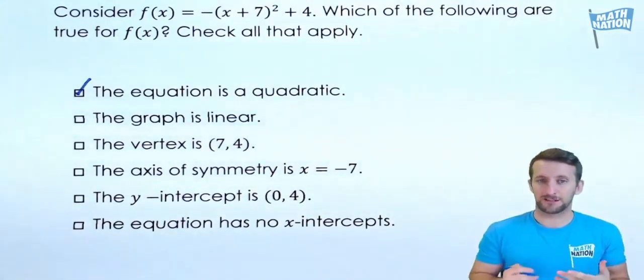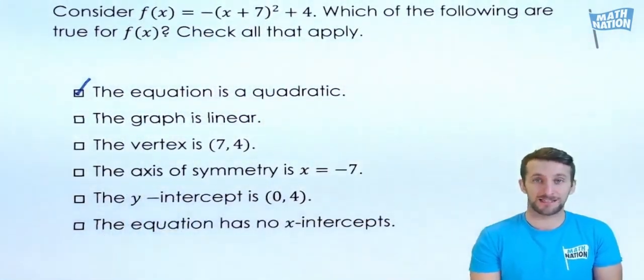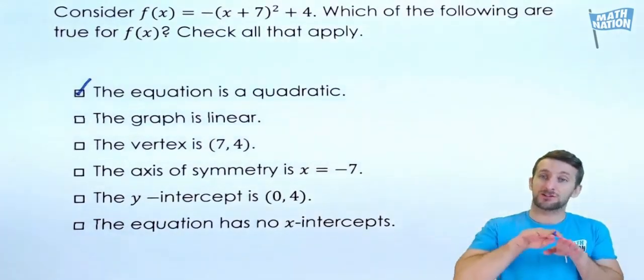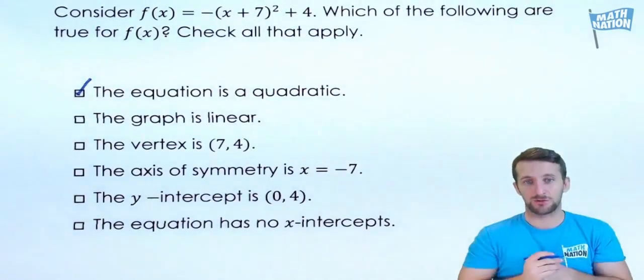The graph is linear. Well, if the equation is quadratic, the graph is not going to be a line. Linear equations have a straight lined graph. Quadratics have that U or upside down U shape.